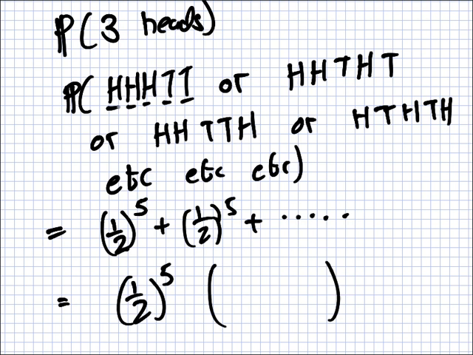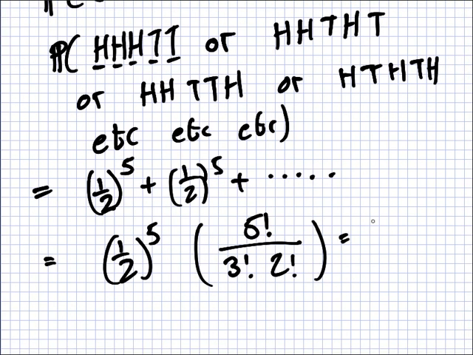You remember, you have 5 letters here, right? So how many ways can you rearrange 5 letters? If they were all different, A, B, C, D, E, how many ways can you rearrange that? 5 factorial. However, some of the letters are the same, so you divide by 3 factorial, and also 2 factorial. But this is exactly 5C3. So this is 5C3 times 1 over 2 power 5.